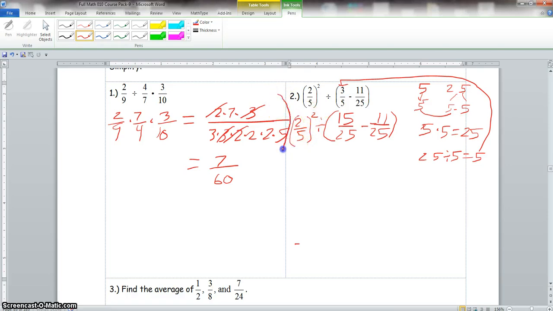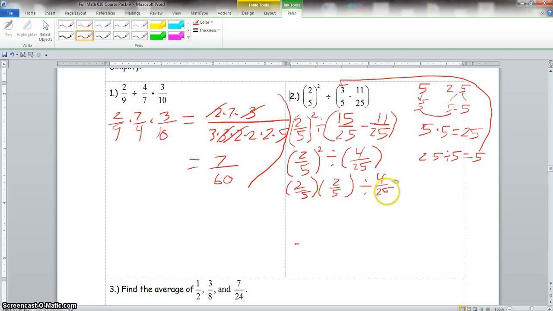Now I draw a little line here to separate these two. Okay, so now we do what's inside the parentheses here. We have 15 minus 11, which is 4, and our denominator stays 25. So now we have to do the next thing, which is these exponents, because there's nothing we could do with these parentheses. So this is 2/5 squared, which is the same as 2/5 times 2/5, and that's divided by 4/25.